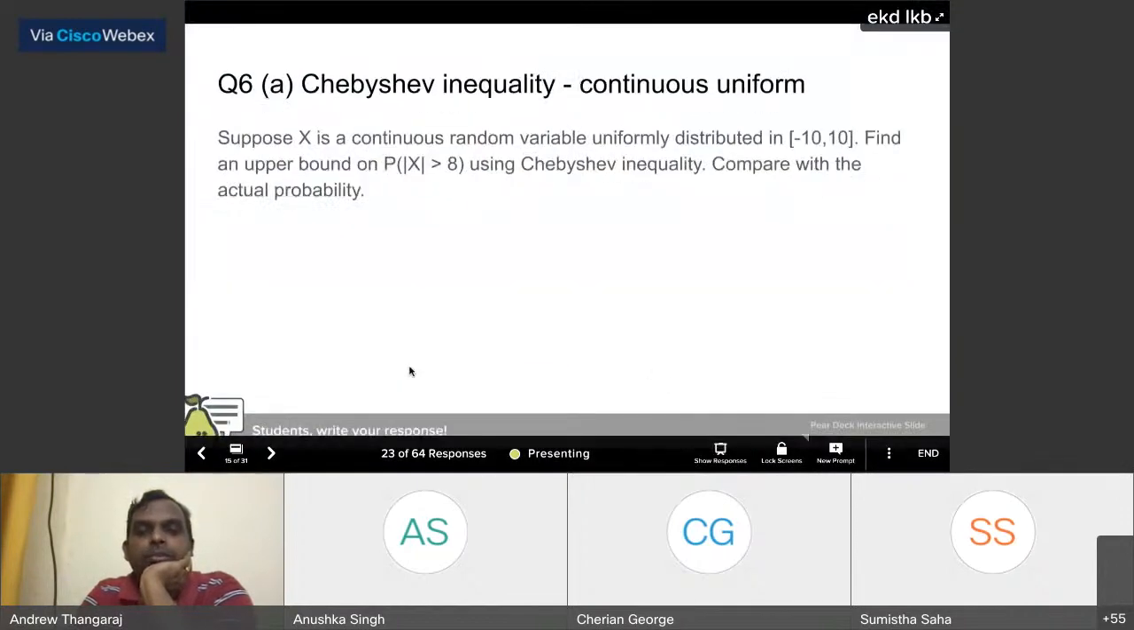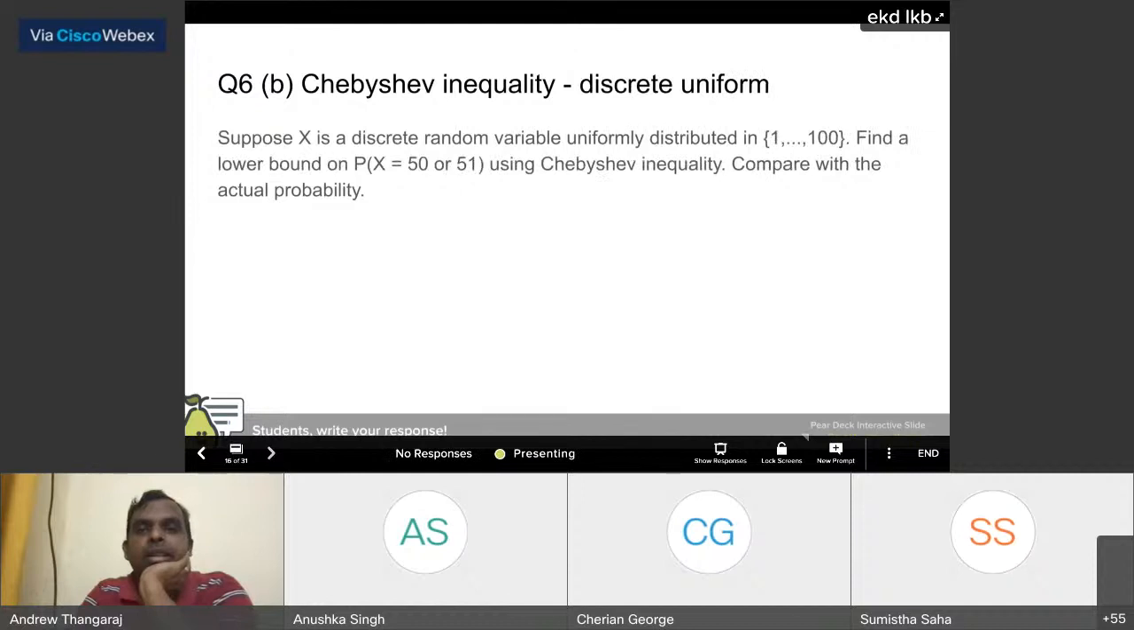Okay, so this is the first one. Easy enough one. So we're going to change it a little bit. X is a discrete random variable, uniformly distributed. It's discrete 1, 2, 3, ... 100. And I want a lower bound on X equals 50 or 51.